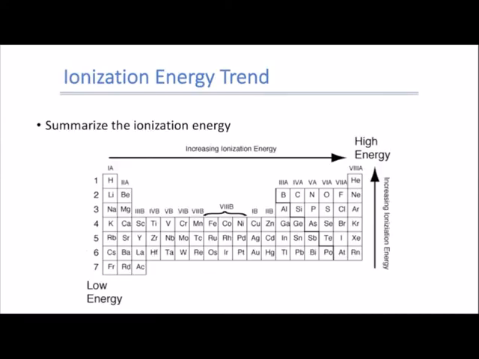Summarizing our ionization energies, particularly focusing on the first ionization energy. So this is really focusing on our first ionization energy here. We start from our lowest and work our way up to the highest ionization energies. We can also note that the ionization energy trend follows the exact same one for atom size. So ionization energy and atom size follow the exact same trend.